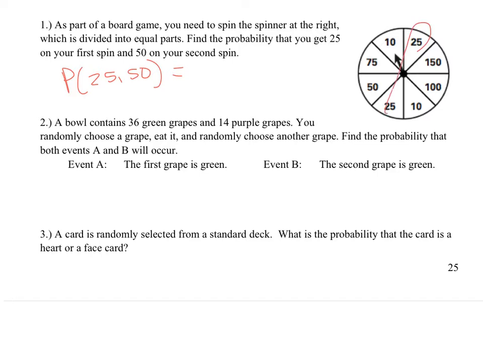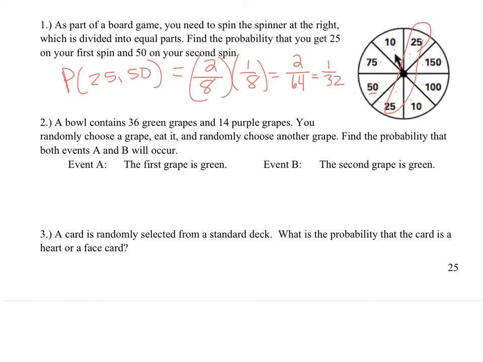So the probability of getting a 25, there's two regions labeled 25 of the total 1, 2, 3, 4, 5, 6, 7, 8 regions. And then the probability of spinning a 50 on the next one is 1 out of 8. So the probability of a 25 the first time and a 50 the second time is 2 out of 64, or 1 out of 32.